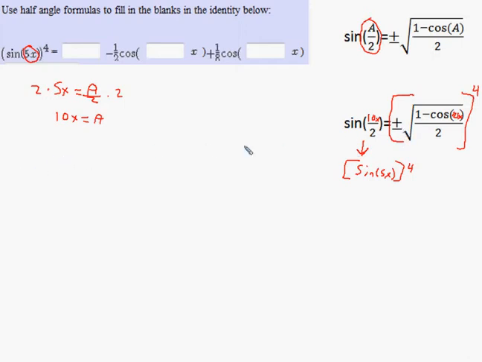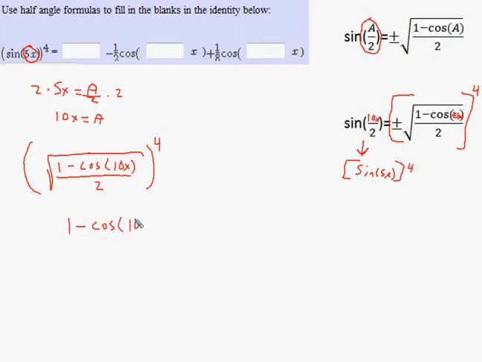So what we're left with is the square root of 1 minus cosine of 10x, and it's all under the radical, all divided by 2, and we're raising to the fourth power. So I ignored the plus or minus. This is one way to think of it: I want to think of all of this as being under the square root.